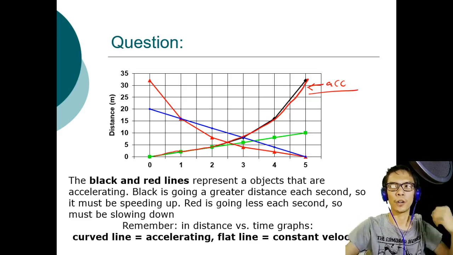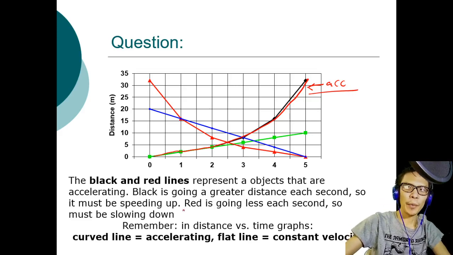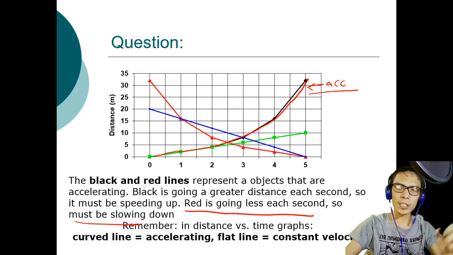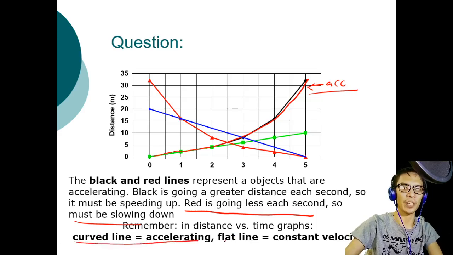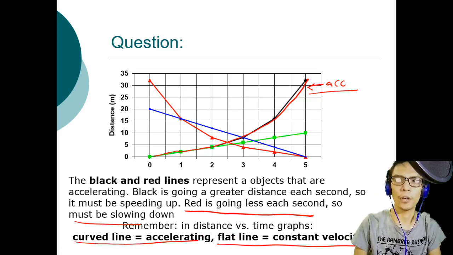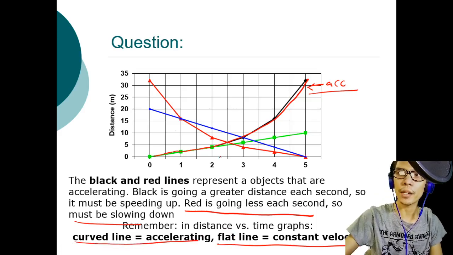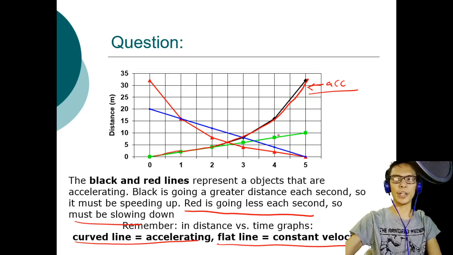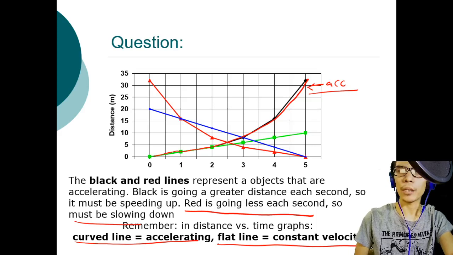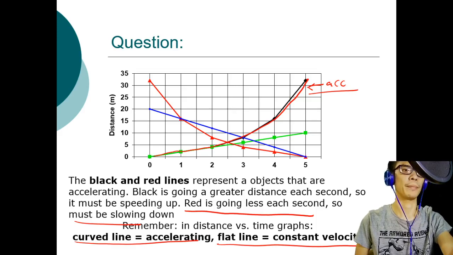Alright, in a different direction. Remember that the red is going less each second, so it must be slowing down. Take note of that one. And please remember that a curved line means accelerating, and a flat line means constant velocity. So the blue line is constant, and the red line is constant over here, meaning they each have one set of speed all throughout a certain period of time.